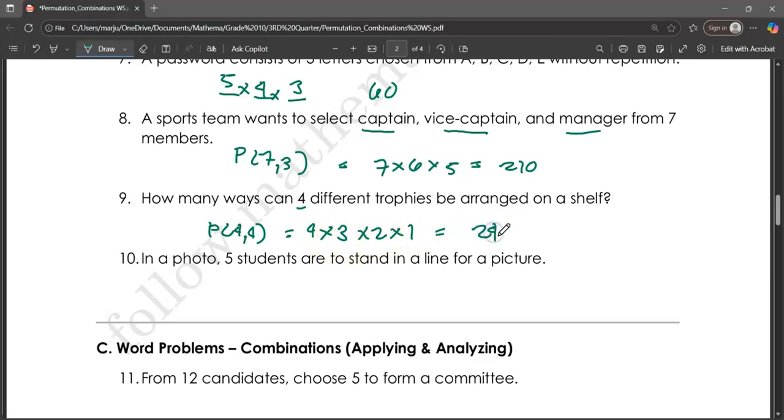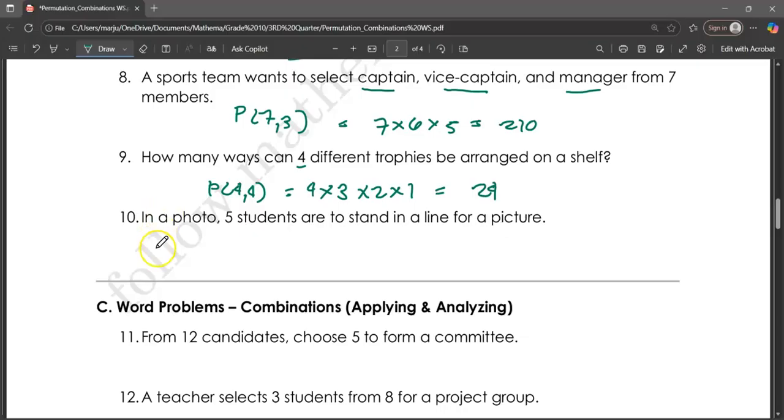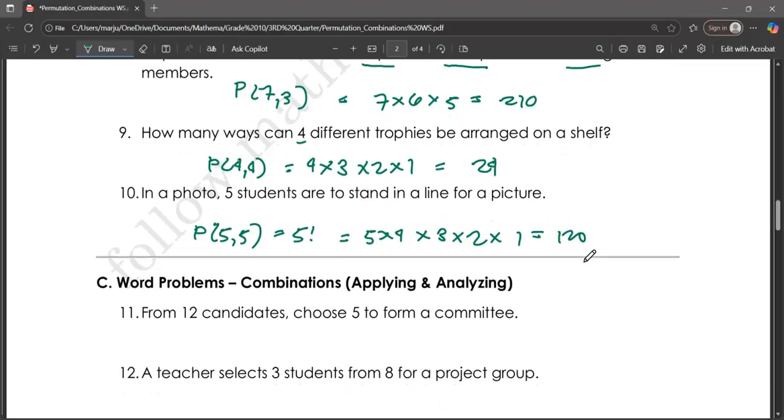That's 24 ways. Number 10, in a photo, 5 students are to stand in line for a picture. So again, this is permutation. The order matters. So this is again 5, choose 5. 5 permutation 5, or simply 5 factorial, or again 5 times 4 times 3 times 2 times 1, which is 20, 60, 120 arrangements in total.